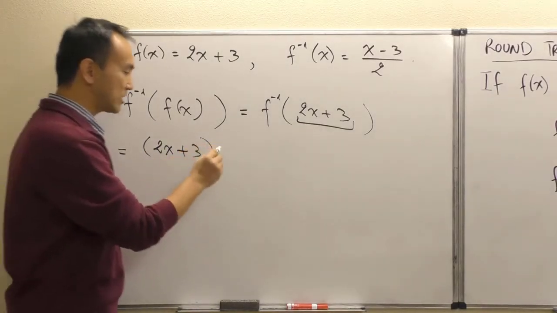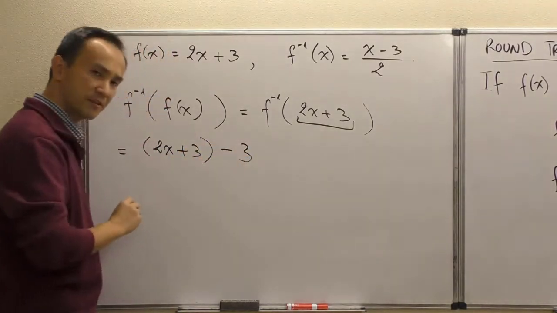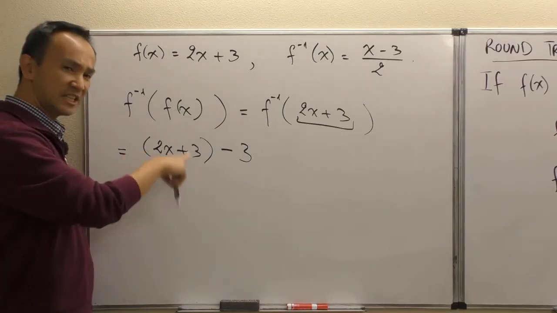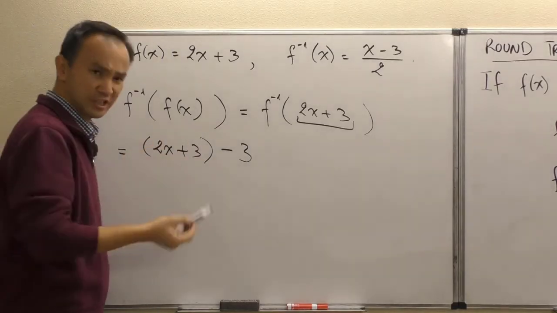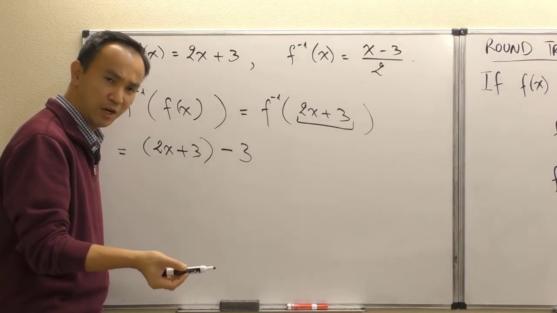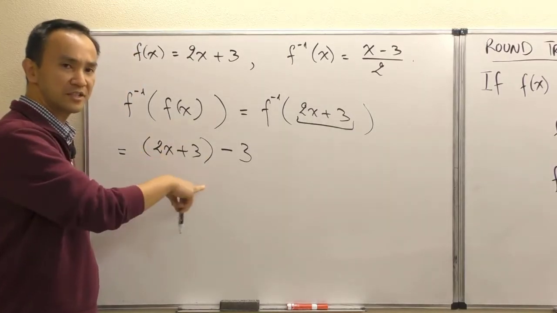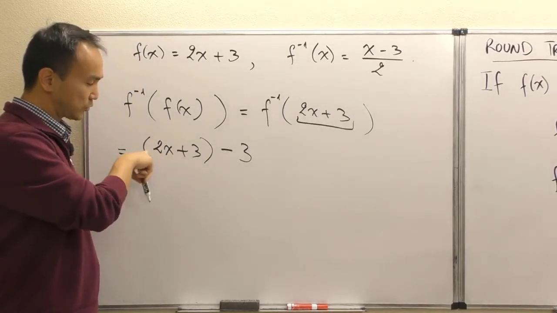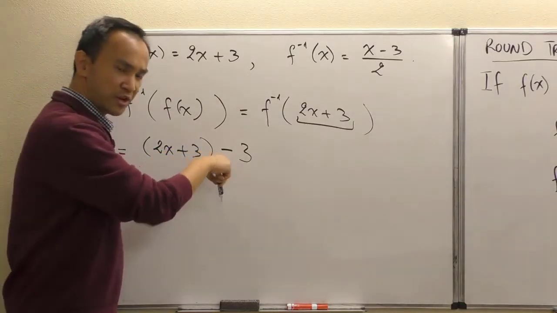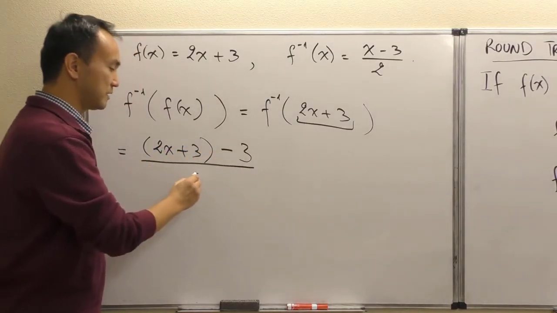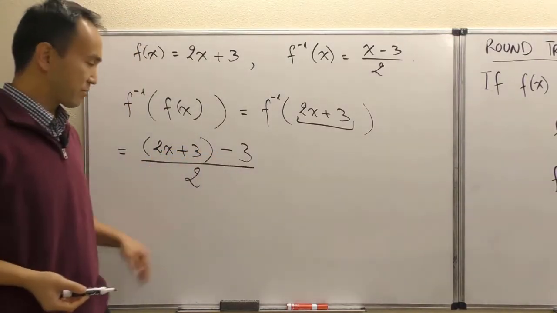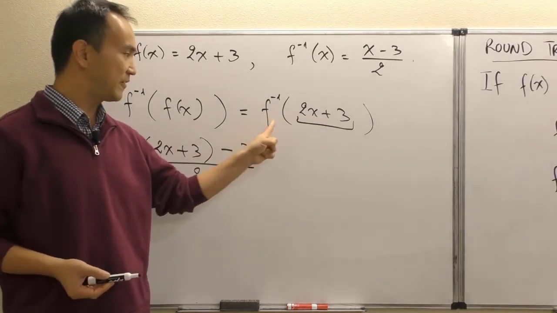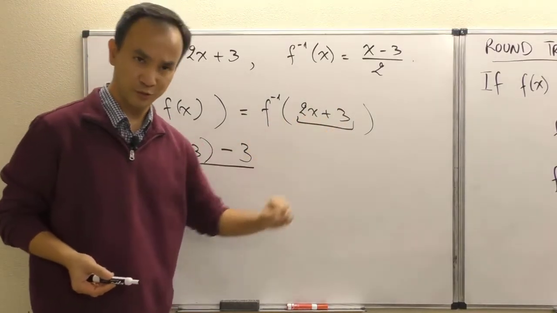So for every input I'm going to subtract 3 from every input. And again, in my style, I heavily use parentheses, and it should be a good practice for anyone doing math. So 2x plus 3 as the input. Subtract 3 and divide it by 2. That's the setup for now, the setup right after setting up f inverse of 2x plus 3.